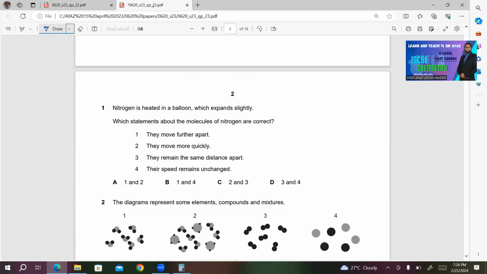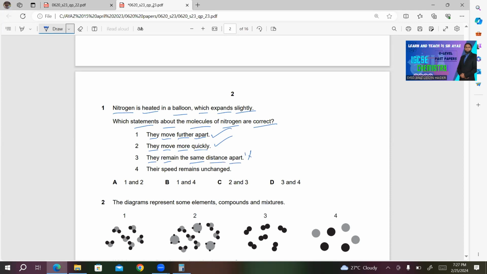Question number 1. Nitrogen is heated in a balloon which expands slightly. Which statements about the molecules of nitrogen are correct? Number 1, they move further apart. This is correct. Number 2, they move more quickly as the particles gain energy. This is also correct. Number 3, they remain the same distance apart.